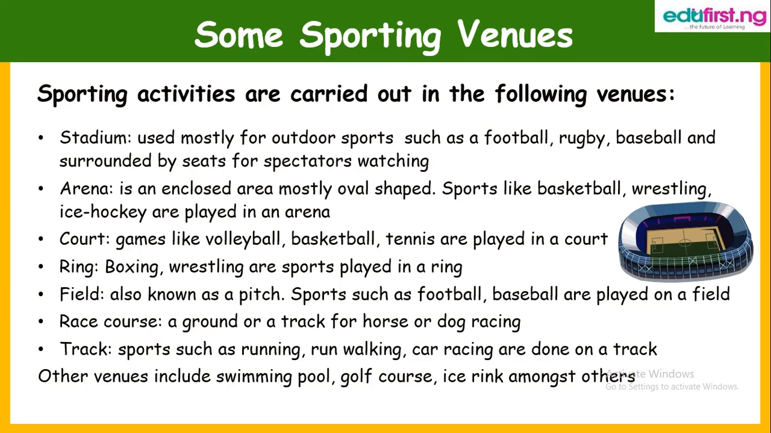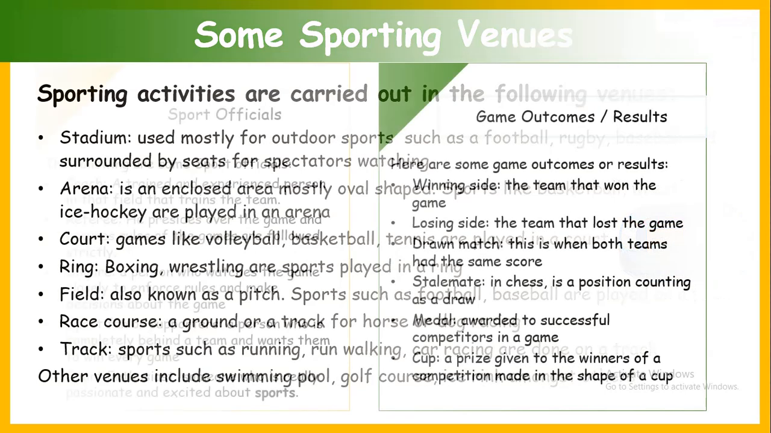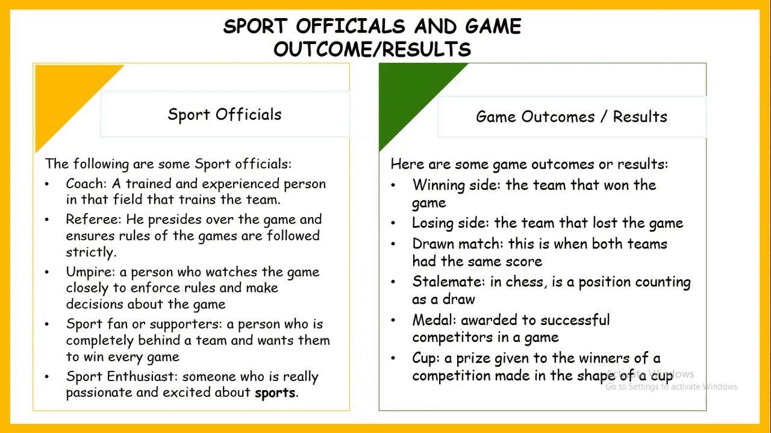The next one is a field, which is also known as a pitch, which is where sports such as football or baseball are played. What is a race course? This is a ground or a track for horse or dog racing. The next one is a track, which is where sports such as running, walking, car racing are done. And the other venues that we have for sporting activities include the swimming pool, golf course, and ice ring, amongst so many others.